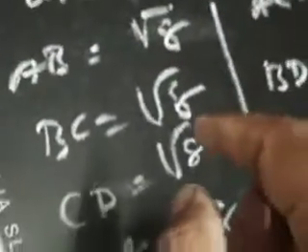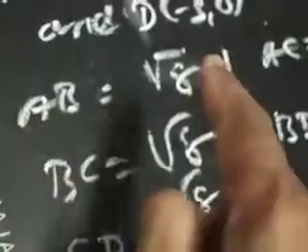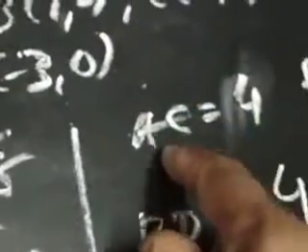These are the sides of the quadrilateral, meaning the distances between 2 points. AB is equal to under root 8, BC also under root 8, CD also under root 8 and DA also under root 8, when you find the distance between points as per this formula. And diagonals, if you check, AC is equal to 4 and BD also 4.